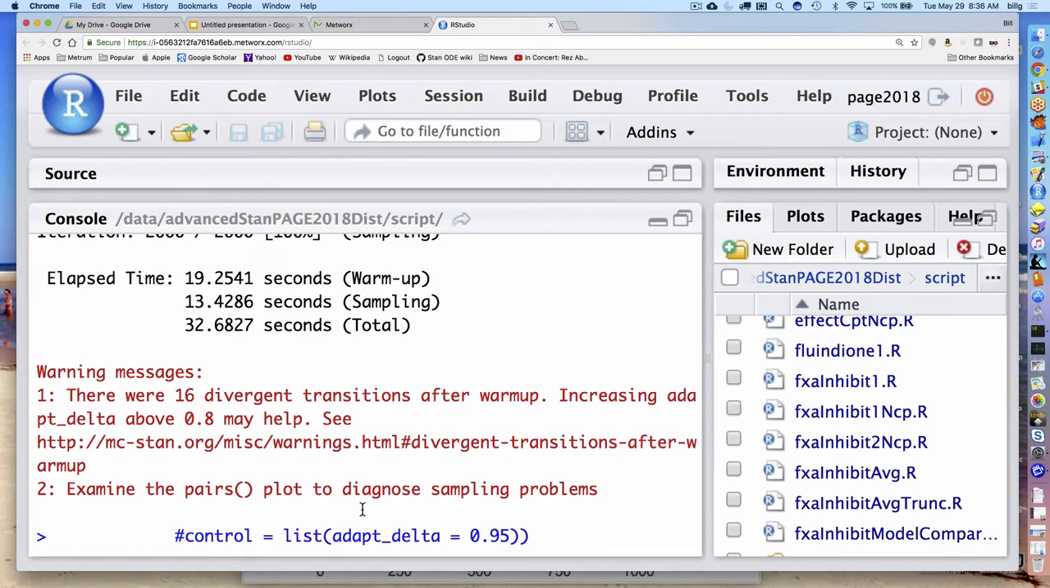It also tells you to examine the pairs plot to see if that helps you diagnose any of the problems. The reason why is the pairs plot will highlight any of the samples where there are divergent transitions in red. Okay, so fine, we'll take them at their word. Let's adjust our adapt delta and see what that does for us.